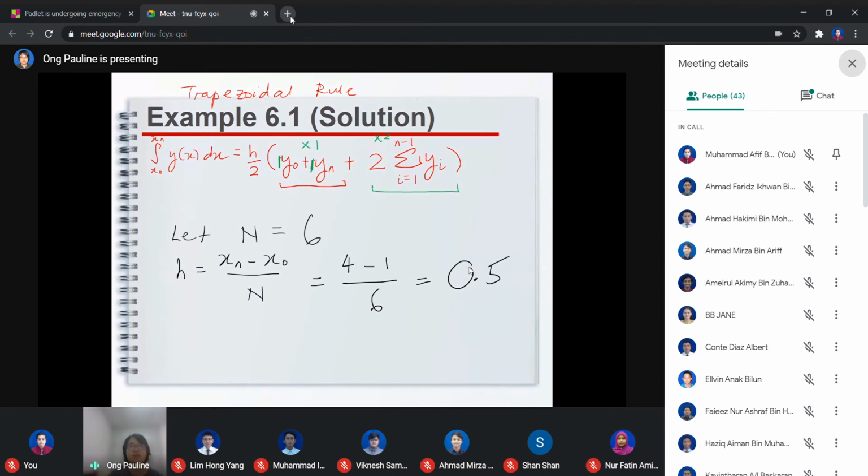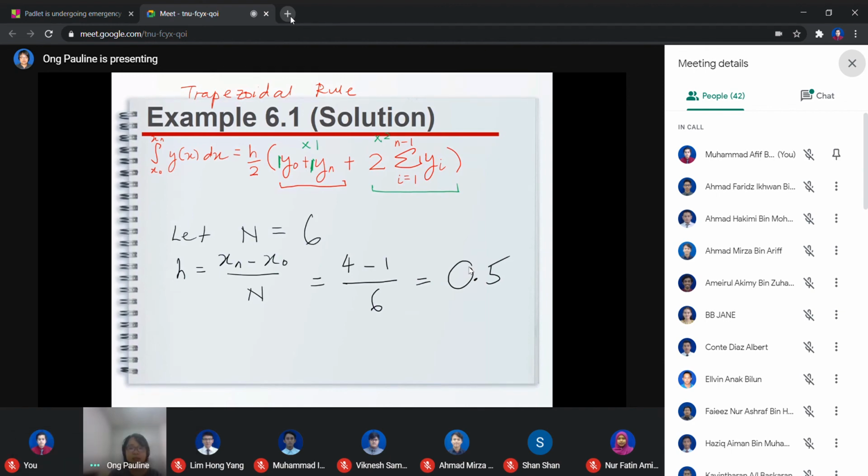Bear in mind, you need to be a very smart or clever person to determine the value for your n. For the rectangular rule, we chose n to be 10, then we got h to be 0.3. For the trapezoidal rule, we just try a new number for n, we let it be 6, then we get h to be 0.5. Now let us proceed with the calculations for the trapezoidal rule here.